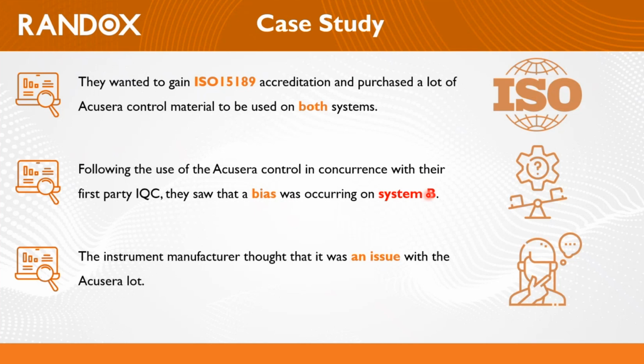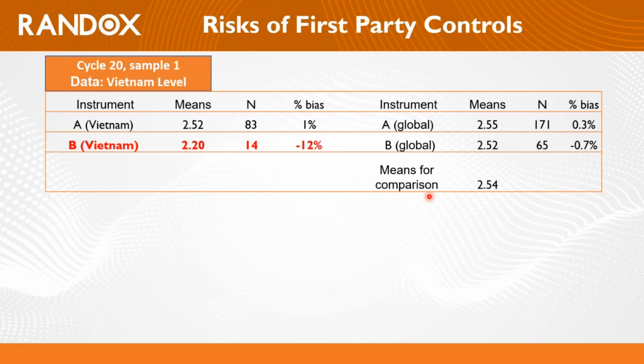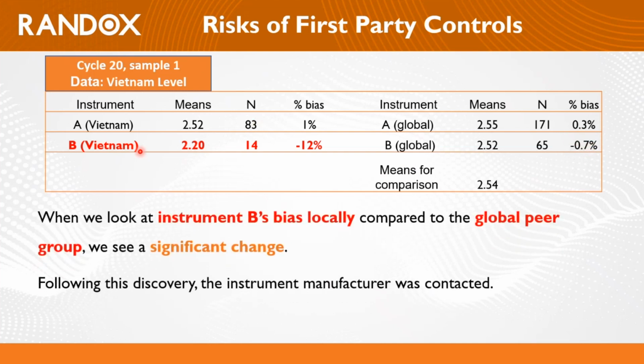So we decided to investigate by looking at our RICS data. We looked at our RICS data globally for instrument B for HDL cholesterol. There was no bias at all. However, when we looked at the instruments in Vietnam for System B, we saw a negative 12% bias locally compared to the global peer group in our RICS program. We then contacted the instrument manufacturer, telling them that there are about 13 other instruments in Vietnam that have this 12% negative bias on average, so they had better go and look at them.